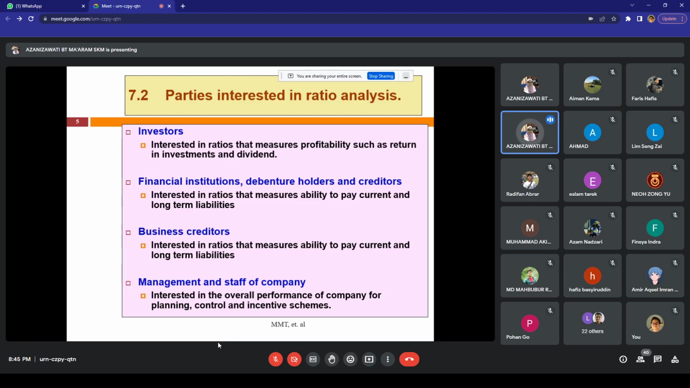It is similar to after you graduate and you want to take a bank loan. They will calculate whether your salary and your liabilities show you have the potential to pay the loan or not. That is normally a bank or housing loan. Even if you have 2 houses and want to add another house, this is normally the ratio they calculate. Then management and staff of the company are interested in the overall performance of the company for planning, control and incentive schemes.